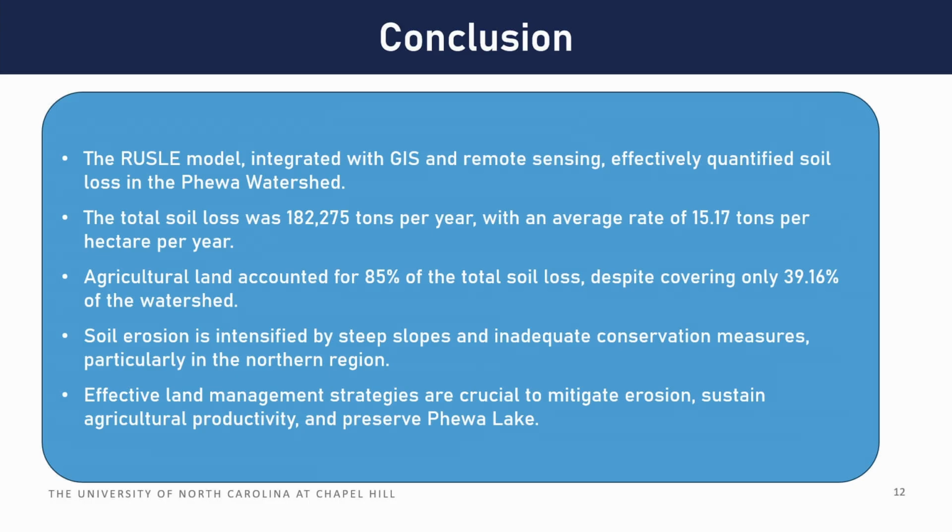The agricultural land was the primary source of soil erosion in the watershed, accounting for 85% of the total soil loss. The soil loss was higher in the northern region of the watershed due to its intensive steep slopes and inadequate soil conservation measures. So effective land management strategies are crucial to mitigate soil erosion, sustain agricultural productivity and preserve Phewa Lake.